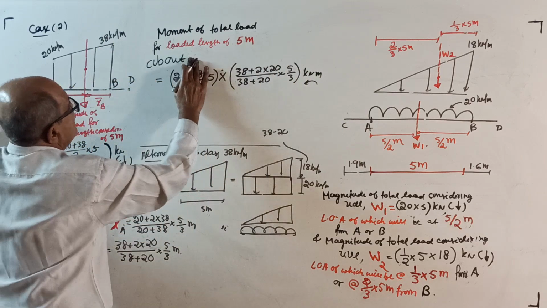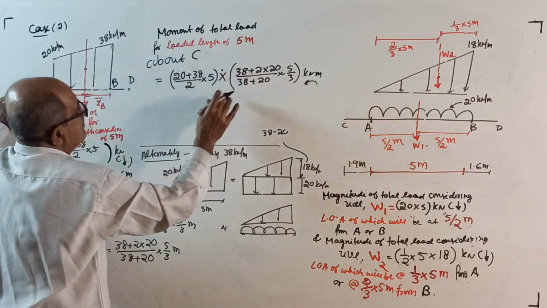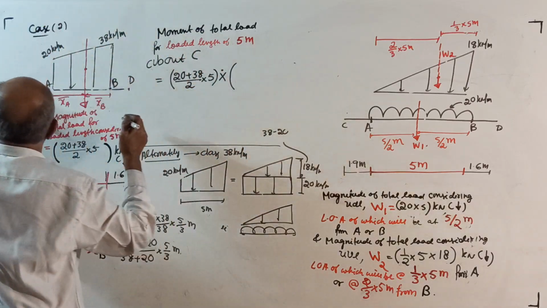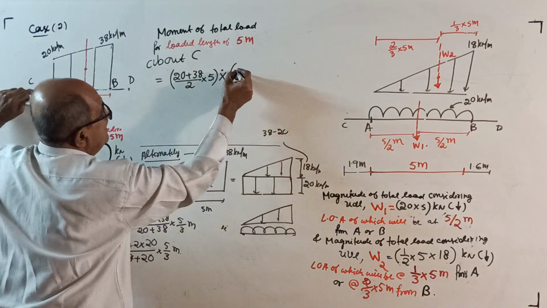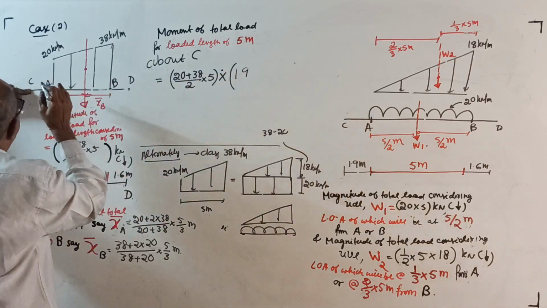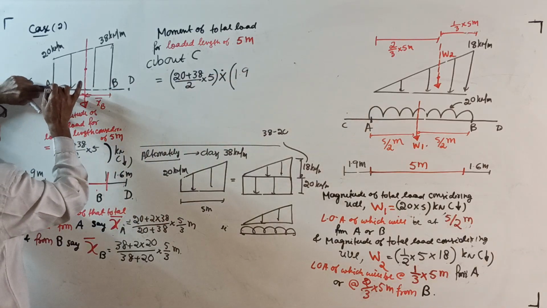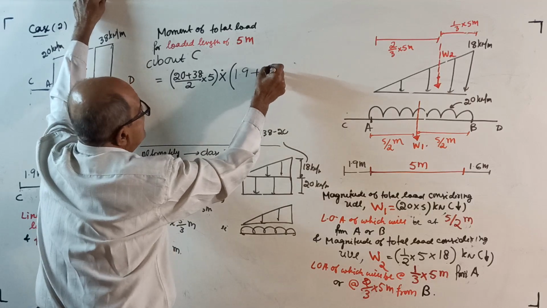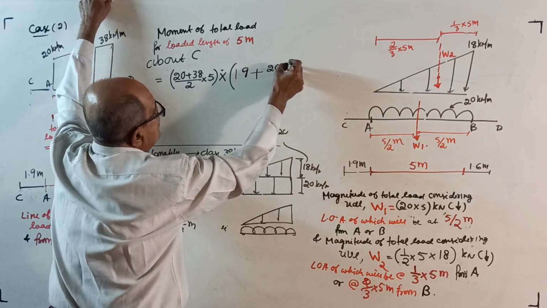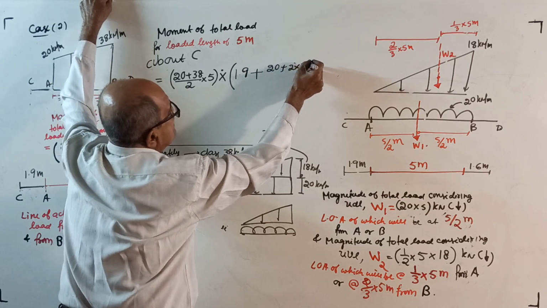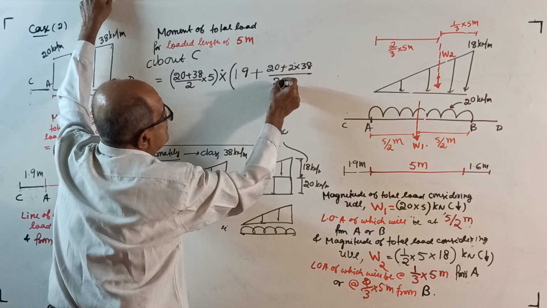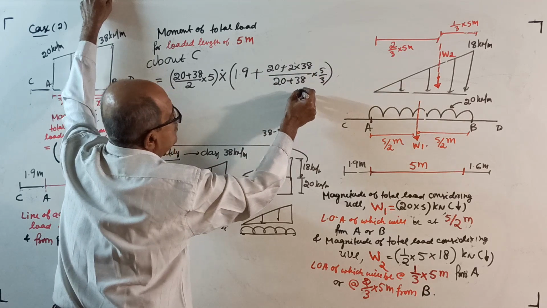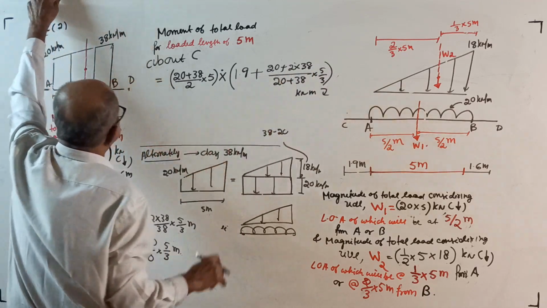Now, moment about C, anti-clockwise. This total load, once again same, into the distance from here: 1.9. 1.9 is from C up to A. Then from A up to the load's centroid is this distance, that is plus (20 plus twice of 38) divided by (20 plus 38) into 5 by 3 kilonewton meter, clockwise.